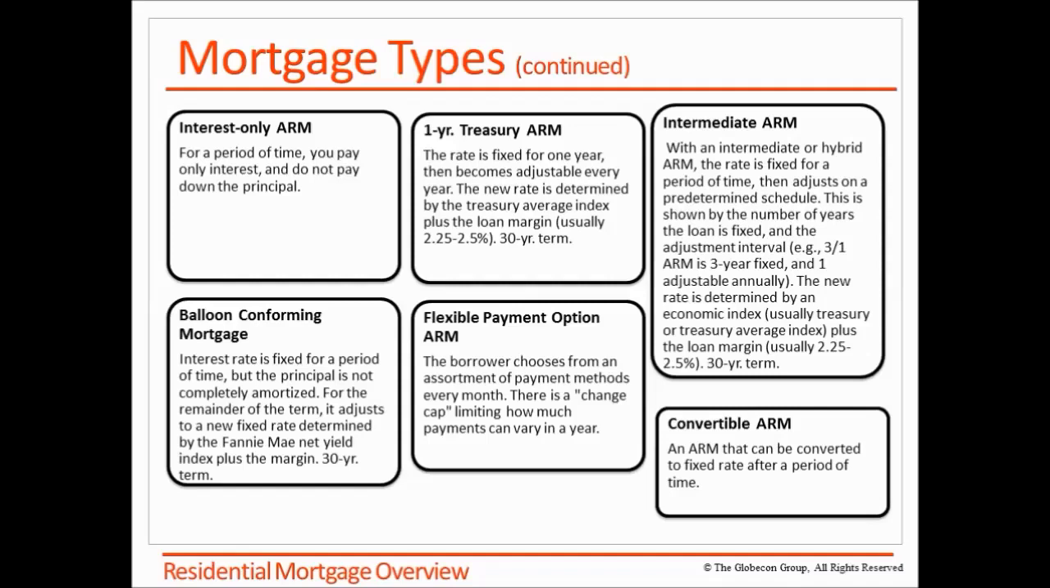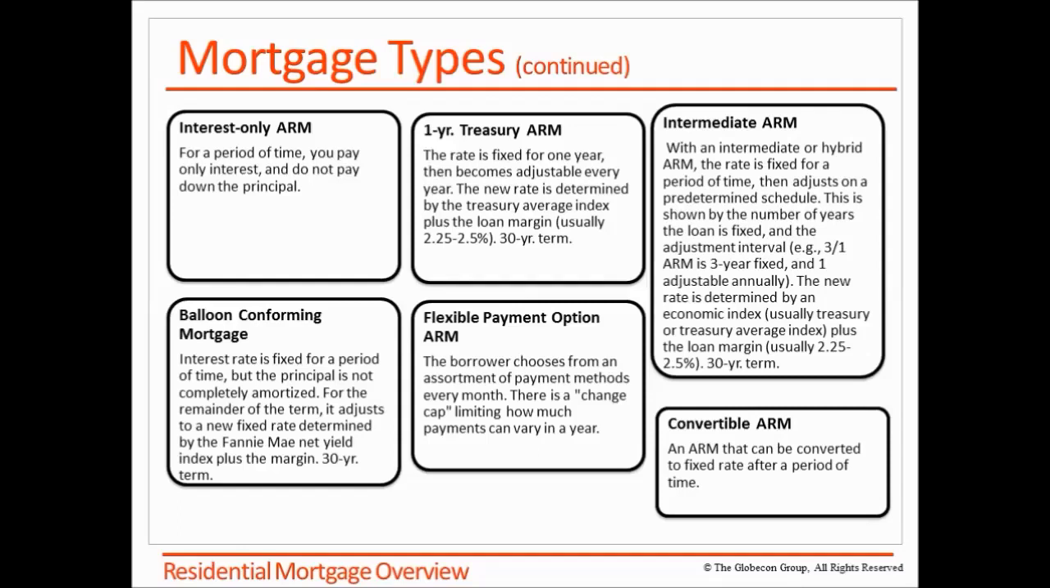So we also have a balloon conforming mortgage. The interest rate is fixed for a period of time, but the principal is not completely amortized. For the remainder of the term, it adjusts to a new fixed rate determined by Fannie Mae net yield index plus margin for 30-year terms. So basically this is a balloon mortgage that is done by Fannie Mae and Freddie. So it's a little bit different, but it is still a balloon mortgage.